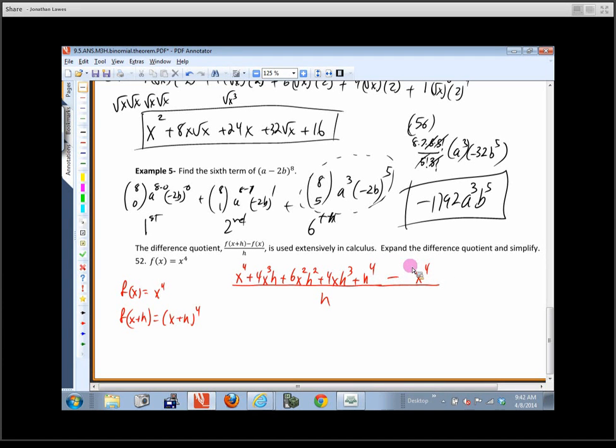Collect like terms, right? Since there's only one term here, I don't really need the parentheses, and there's an x to the fourth, and there's an x to the fourth. Rather than rewriting this completely separately, what do we notice about all the terms that are left? They all have h's. So if I take out an h, wouldn't I be able to cancel that with the h on the bottom? So let's just write down what we've got. We'd have a 4x to the third. We'd have a 6x squared. We'd have a 4x. And what would I have on the end there?